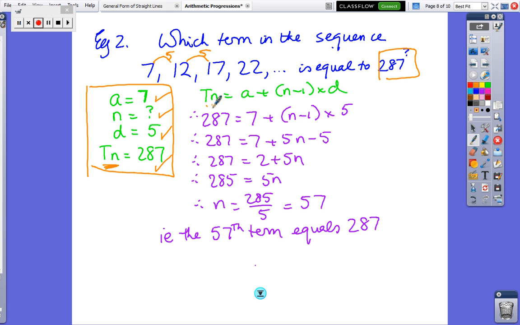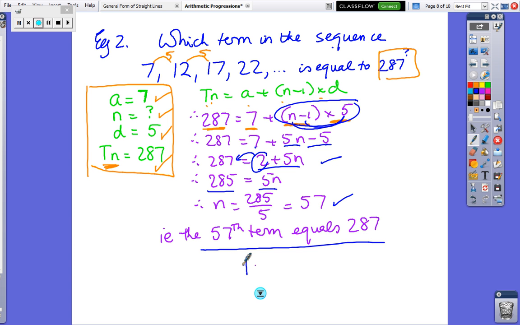So what we do is we start with the formula, and we put Tn out the front. A is 7, N minus 1 we don't know, and the difference is 5. And then this is expanded out. 5 times N is 5N, 5 times minus 5, and then 7 minus 5 is 2. So we've got 287 equals 2 plus 5N. Take 2 off both sides, so you get 285 equals 5N, divide by 5, and you get 57. So the 57th term, T57, equals 287. Okay. Righty-o.